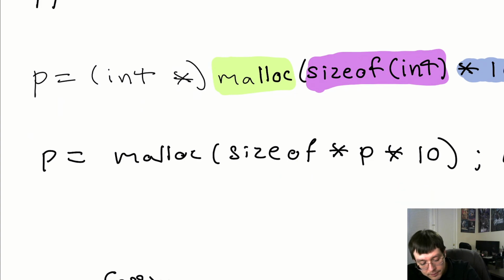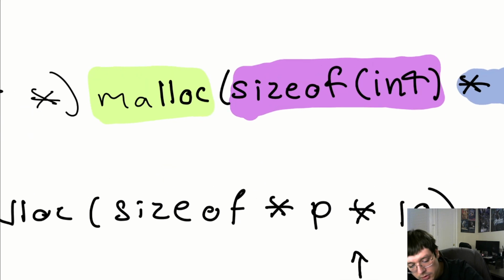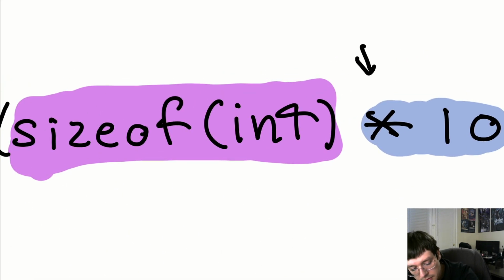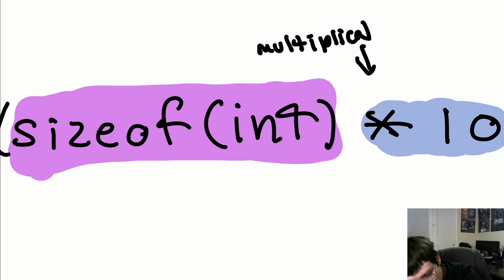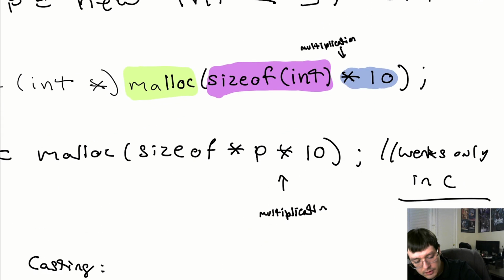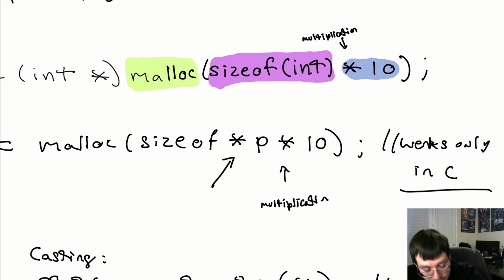Here, this is actually multiplication, just like this is multiplication. However, here, this is actually the dereferencing operator. So that's the pointer thing. That's trippy because you have both operators next to each other. So that's like, oh, spooky.